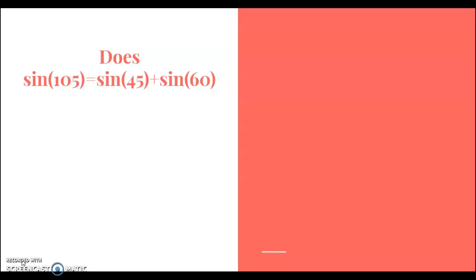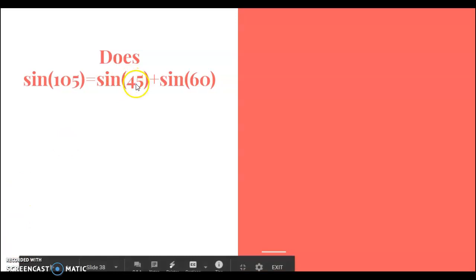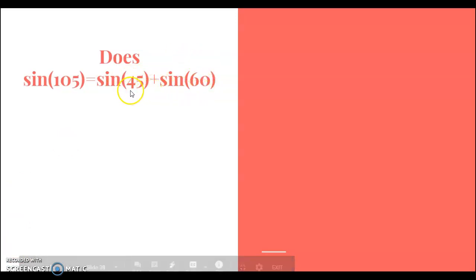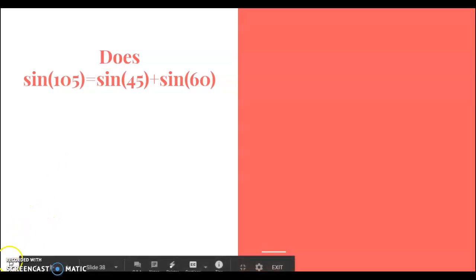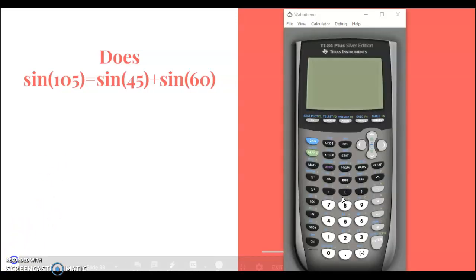It makes sense that the sine of 105 would equal the sine of 45 plus the sine of 60, because if we look at the angle 45 and the angle 60, notice both of them add up to 105. So it seems like they indeed should be equal. So let's just get the calculator out and let's see if that is true.